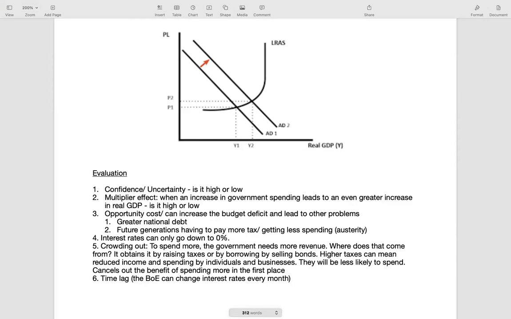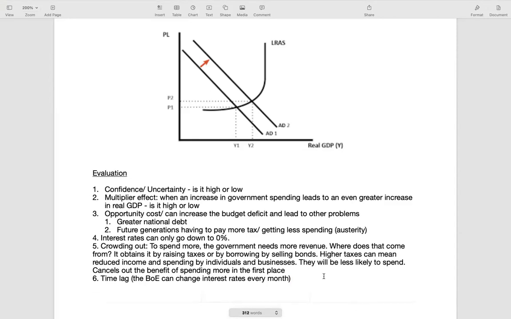Fiscal policy is kind of similar as well. You can spend money, and that money will go straight into the economy. You don't have to wait for it to get in. So if I decide I'm going to give everyone more benefits, you'll get it straight away, right? Yeah. Cool. So that's a good thing.